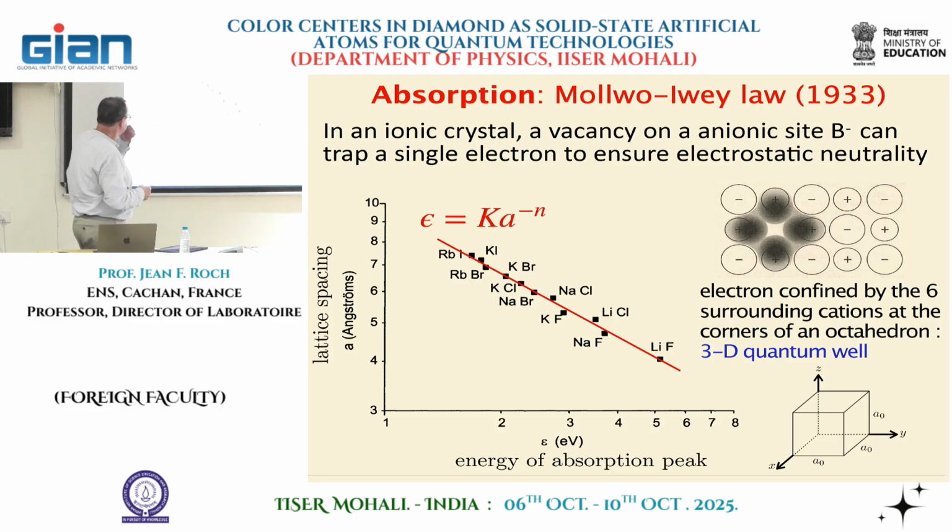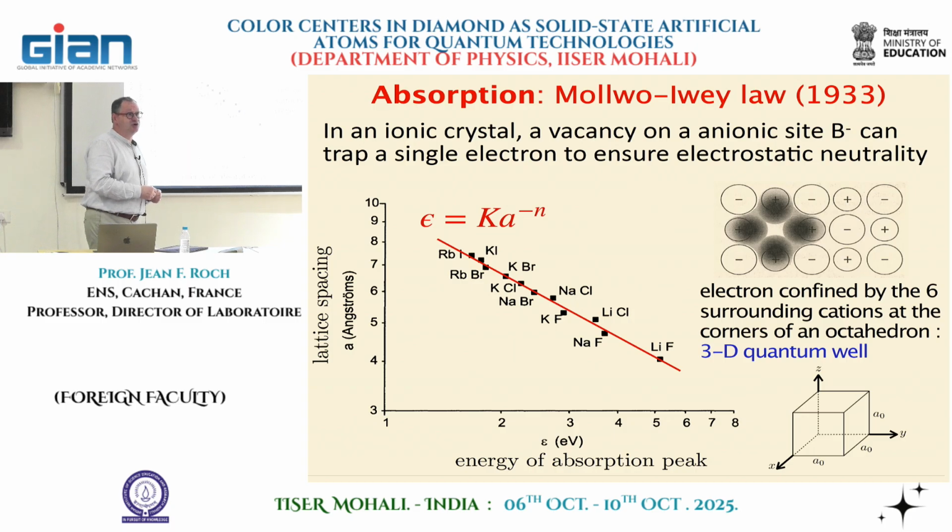So you have a system where an electron is confined by the surrounding cations, for instance sodium atoms, at the corners of an octahedron. And what you've built with this structure is a kind of 3D quantum well. You have an electron trapped within a system that has a typical dimension of a few angstroms. Okay? So that was the first realization of a quantum dot using this structure.